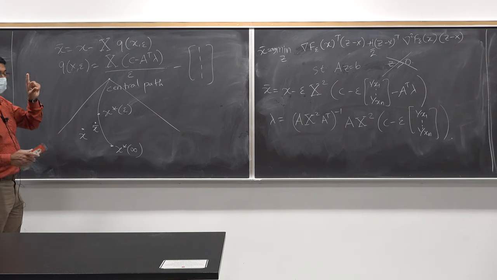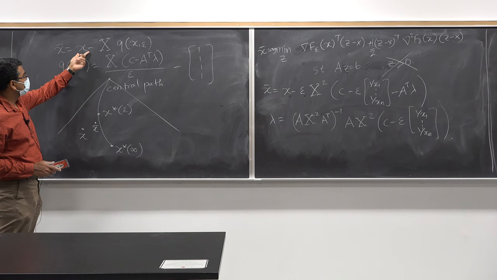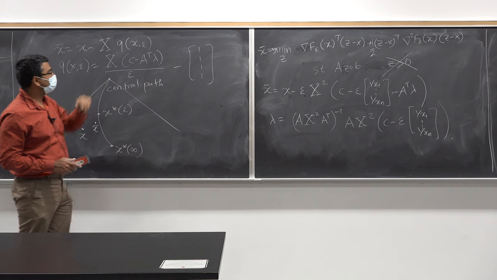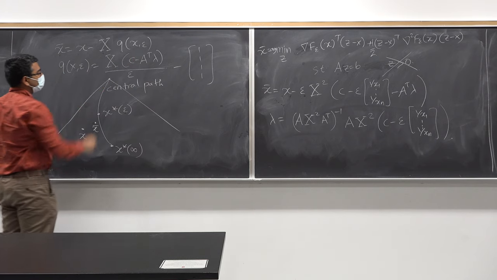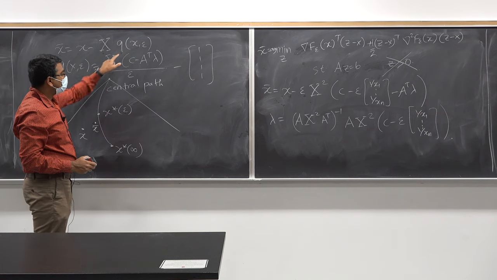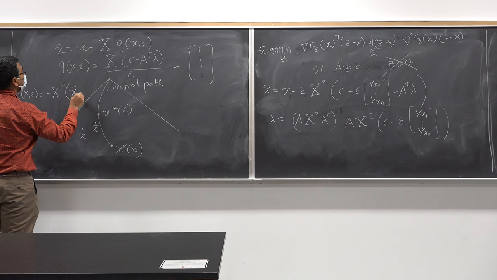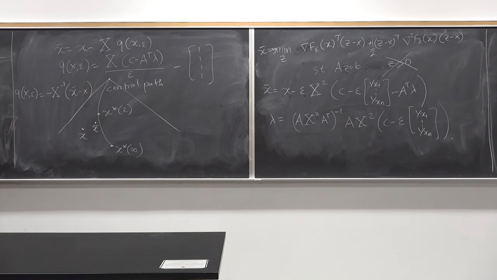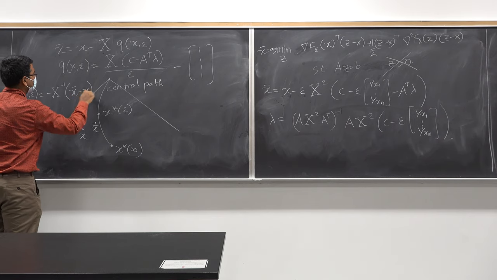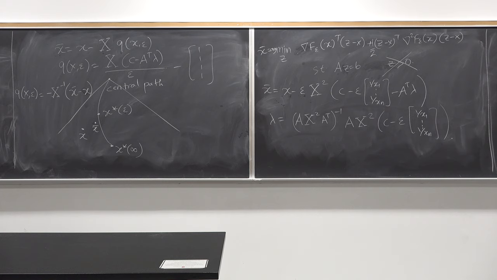Now you see one important thing here. x bar and x are related through this quantity q of x comma epsilon. Q is actually a vector. So this X is a matrix, this q is a vector. And so I can rewrite this expression in the following way. I can write q of x comma epsilon as minus X inverse times (x bar minus x). So q is a vector, and this vector can be written as the Newton step, x bar minus x, multiplied by X inverse and a negative sign.